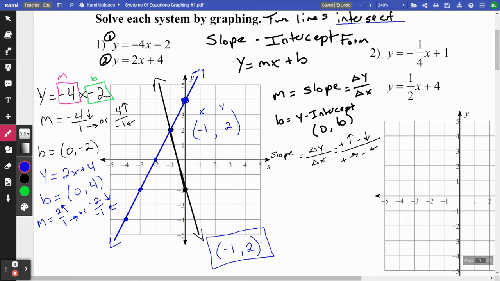Okay? Last thing I need to do is this. Let's say that you did not use two colors like I did. Let's say you didn't use two colors to justify what line is what. Let's say you used your pencil. You need to label your lines.